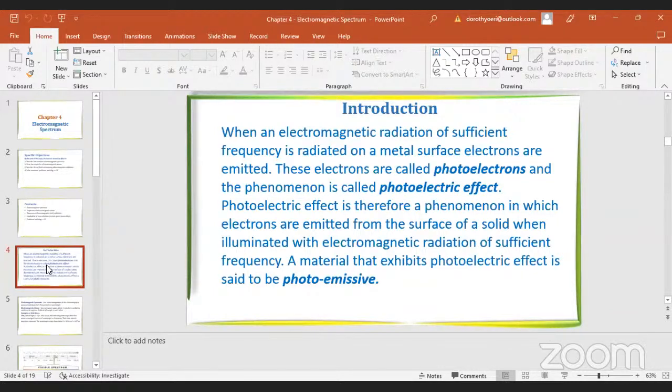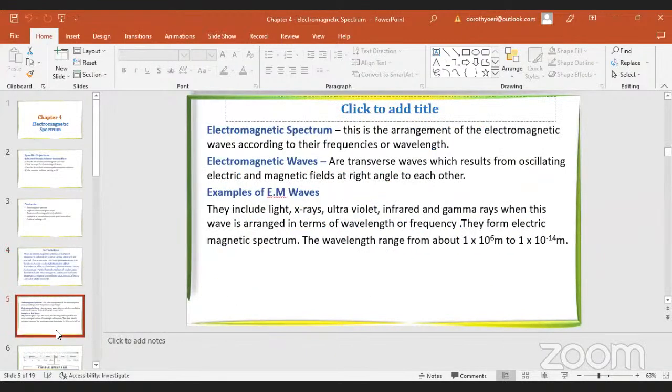So, next, the introduction. It's a range of several waves. I don't know whether you have your book four with you. There are waves of different frequencies or different wavelengths. As you can see, we are mentioning photoelectric effect there. Just forget about that for now. I move on to electromagnetic spectra. What is the electromagnetic spectrum? This is an arrangement of electromagnetic waves according to either their frequencies or wavelengths. The arrangement is normally either in a decreasing order or an increasing order. Whether you are arranging them using the frequencies or the wavelengths, you will always have that arrangement, either increasing order or decreasing order.